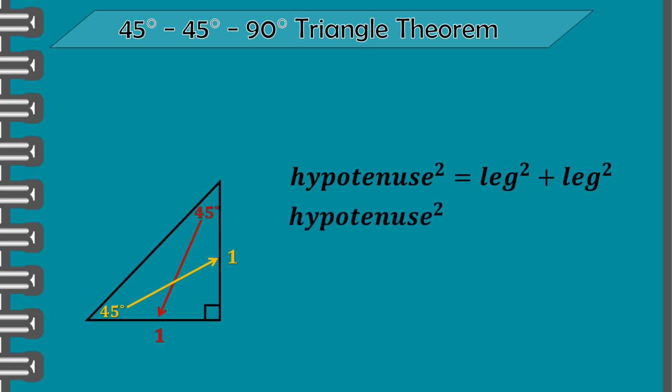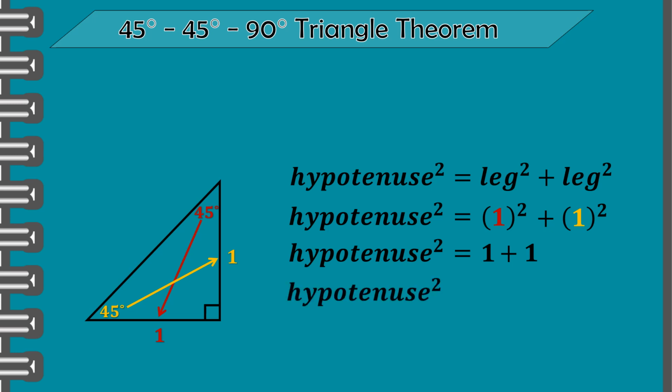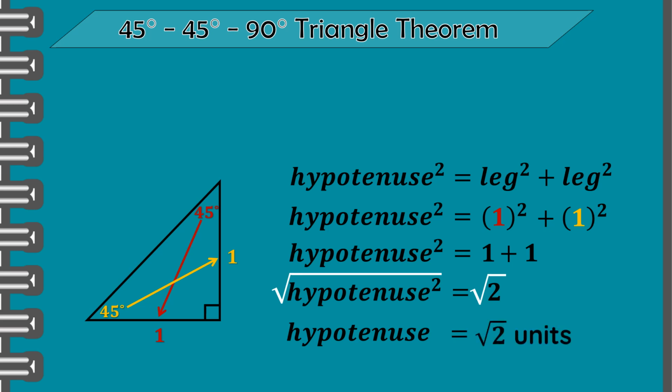So we have the square of the hypotenuse is equal to the square of 1 plus the square of 1. The square of 1 is 1 and the square of the other 1, of course, is 1. Then, adding the two ones, we have 2. In order for us to find the length of the hypotenuse, we need to extract the square roots of both sides of the equation. We have the square root of the square of the hypotenuse, which is equal to the hypotenuse. That's equal to the square root of 2.